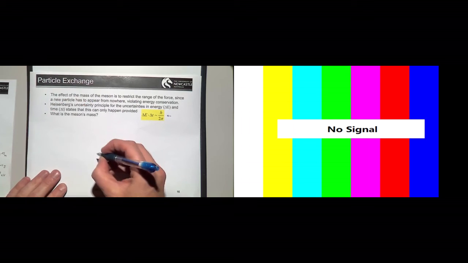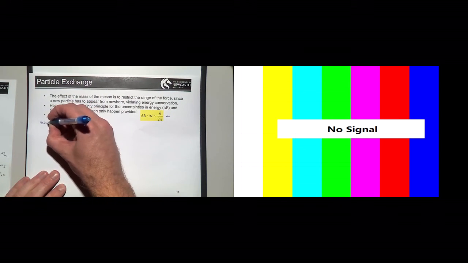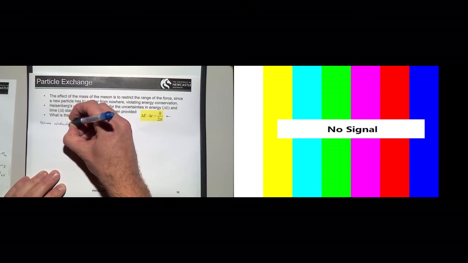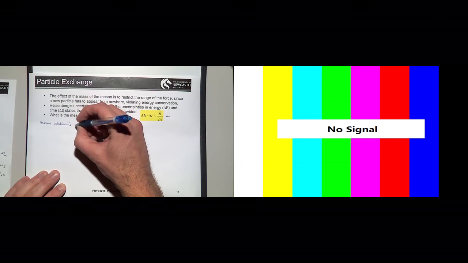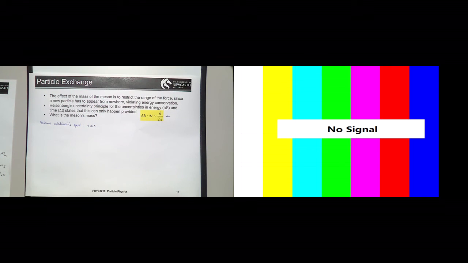So what we're going to do is assume that our virtual particle is moving very, very fast. So we're going to assume that its speed is roughly the speed of light.